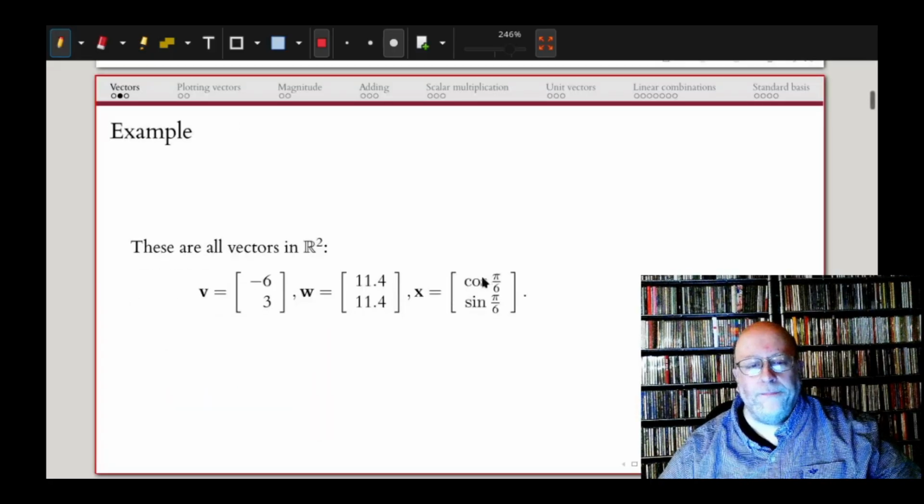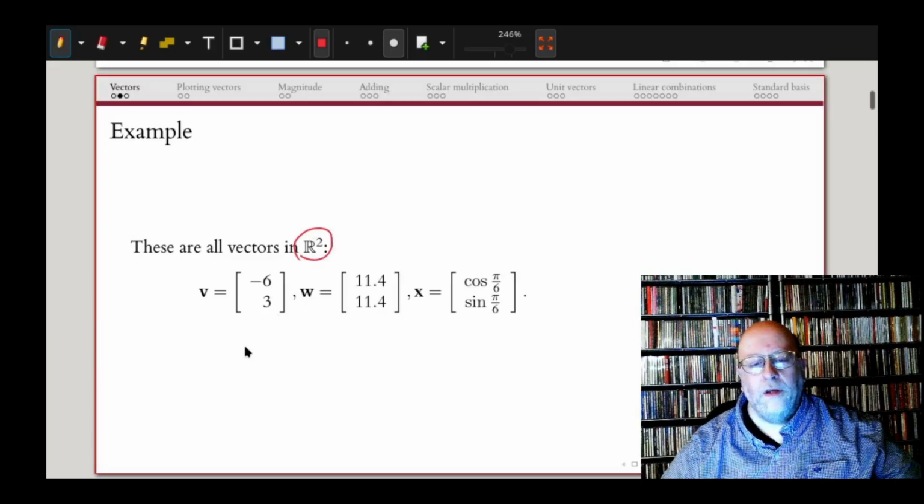So as an example, all of these are vectors in R2. In R2 we have vectors that include -6, 3 and 11, 4, 11.4. This is vector w. Vector x has not been simplified yet. I could reduce cosine of pi over 6 to square root of 3 over 2 and sine of pi over 6 to 1/2. But regardless, these are still real numbers, and therefore this is a vector.